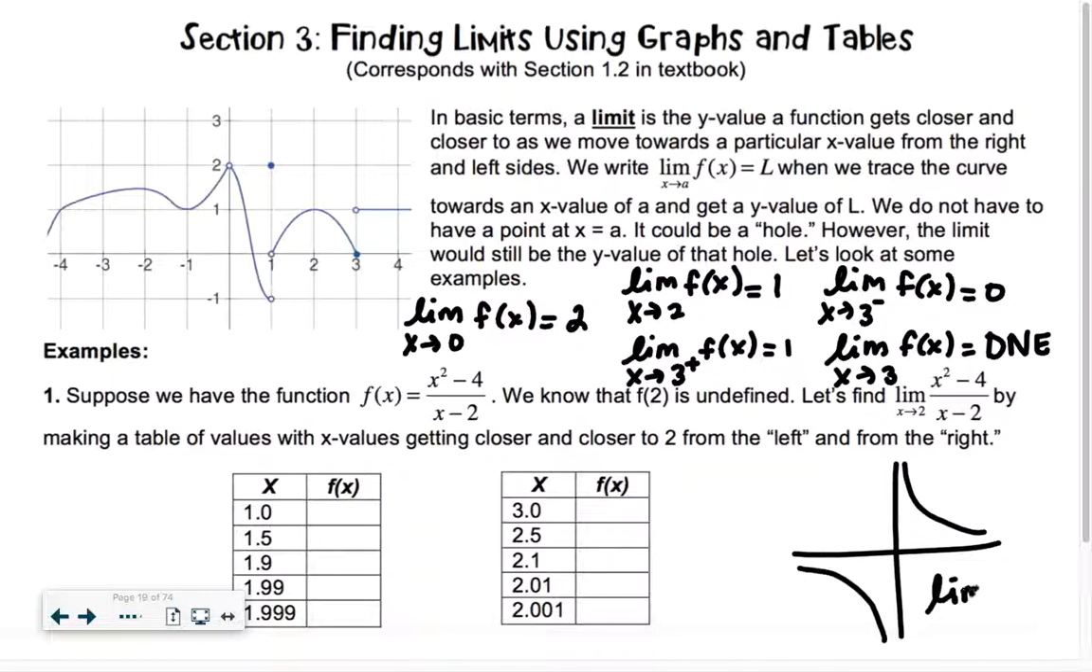What's the limit as x goes to 0 of 1 over x? 1 goes to infinity and 1 goes to negative infinity. They don't go to the same y value, so the limit does not exist.